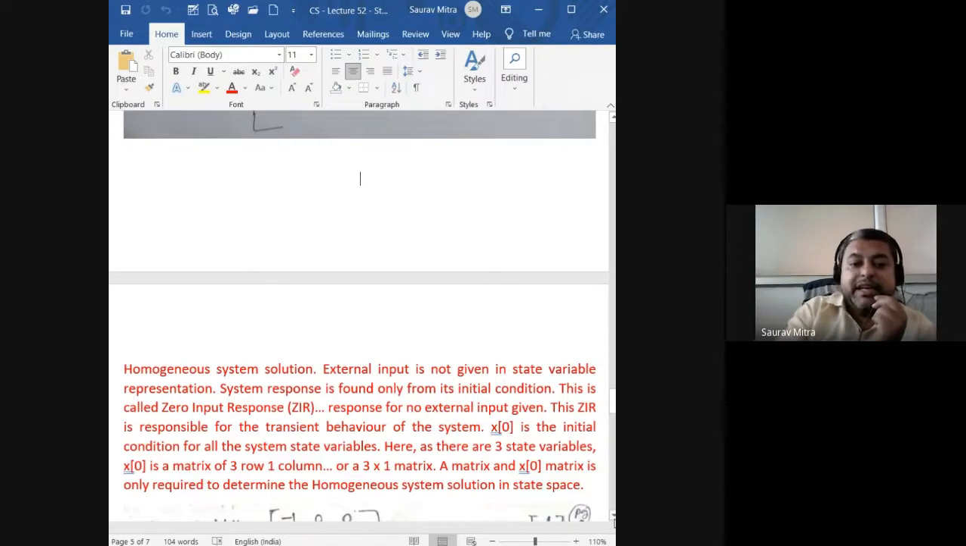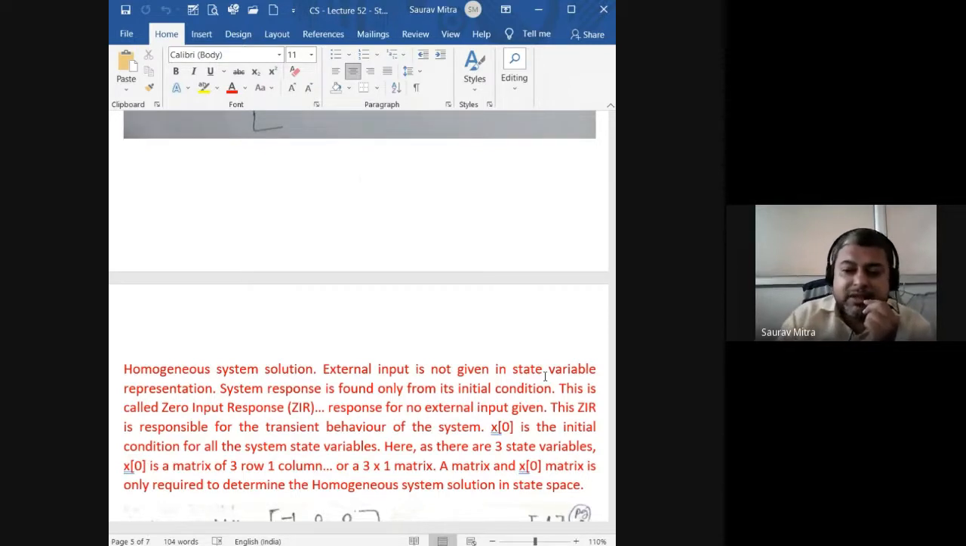So let us study that part, how to find the solution. Homogeneous system solution, that is the next topic. This is actually an application of the state transition matrix. External input is not given in the state variable representation, because we know that x dot t is equal to A x t plus B u t. In the case of a homogeneous system, u t is not given. That means we are not giving any external forcing function. So whatever response we are getting from the system is called its natural response or spontaneous response.